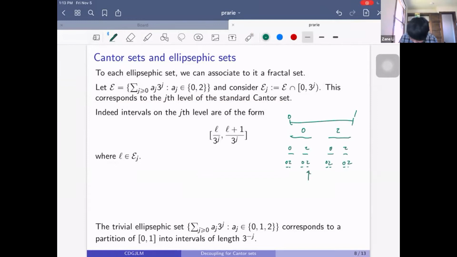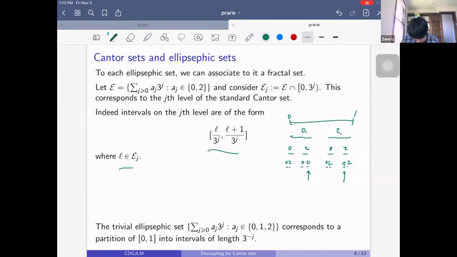So what's this interval? This interval is associated to 0, 2, 2. And then what's this interval? This is associated to 2, 2, 0, base 3. And then once you write it down, you'll see that this definition is correct. Now, maybe there's an off by 1 index, but essentially it's how you think of it. This is how ellipsephic integers have a 1-to-1 correspondence with parts of the Cantor set.